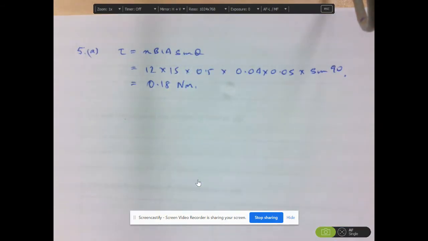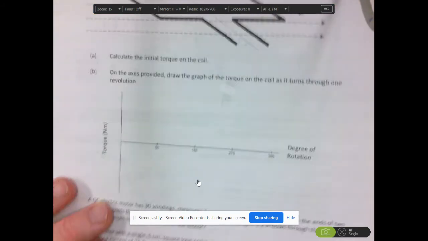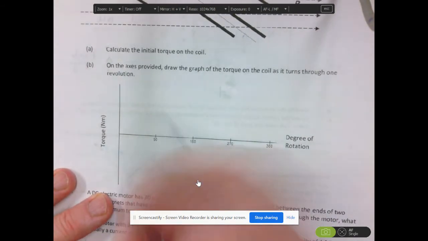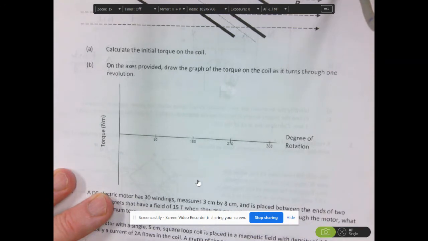Now, let's have a look. I'll make sure that I've got the right answer before I go any further. Yes, I've got 0.18 Newton meters. Good. Now we have to draw a graph. It's not good enough just to simply sketch whatever sine or cos graph here. We actually have to scale this correctly.